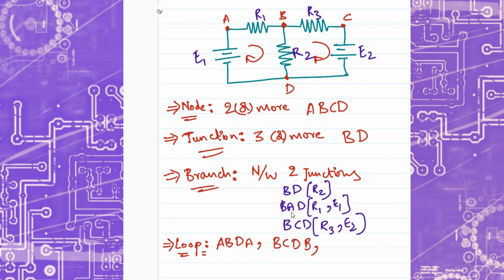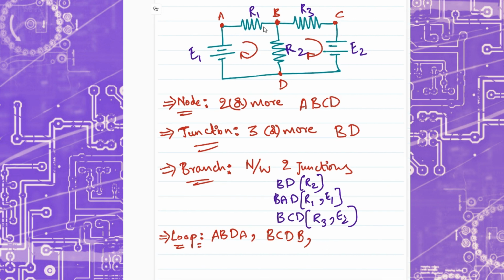Always remember you have to close the circuit. It is a closed path, right? So you have to close the circuit. If you start from A, B, D, and A, again from B, B, C, D, and B, close the circuit. And the bigger loop that you see is A, B, C, D, A. So this is another bigger loop that you see, this one, A, B, C, D, and A.